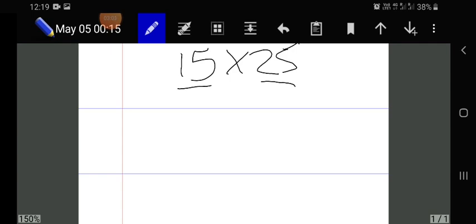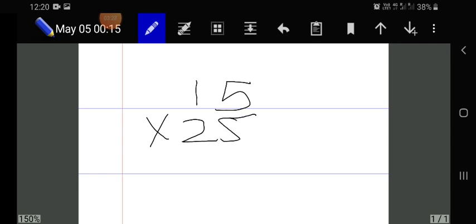Just listen and look very carefully. The numbers are 15 and 25, so we have to multiply both. So first of all, we will write this in column form, so that it will be easy for us to solve this sum. The question was 15 multiply by 25.